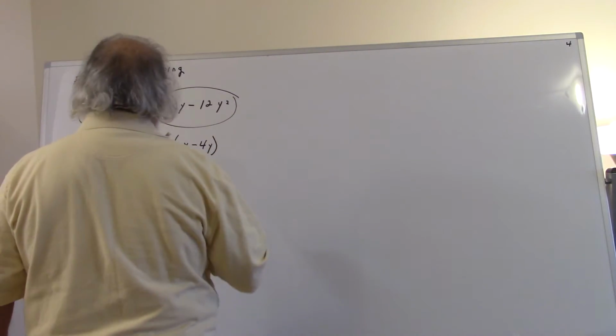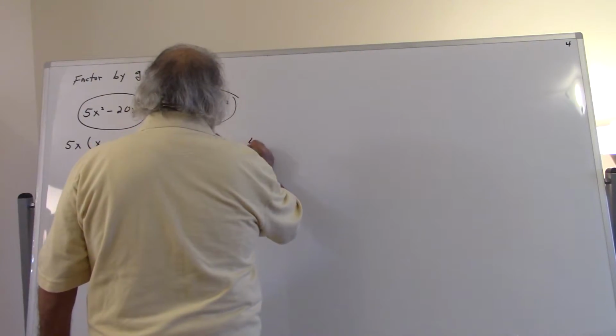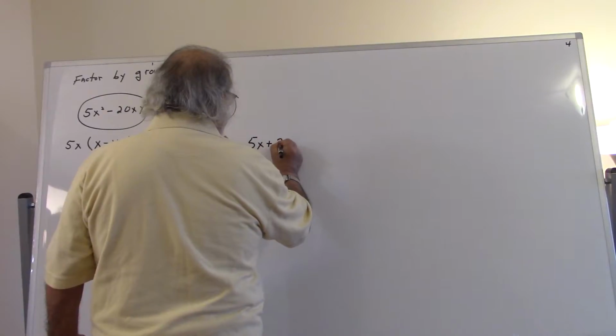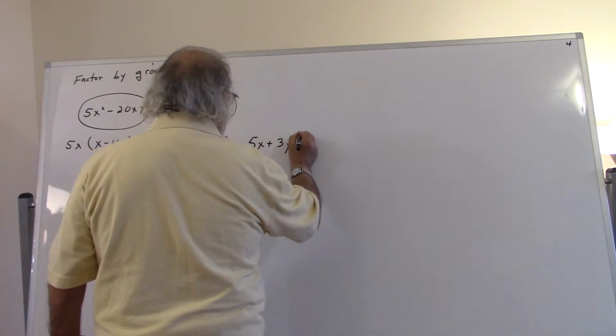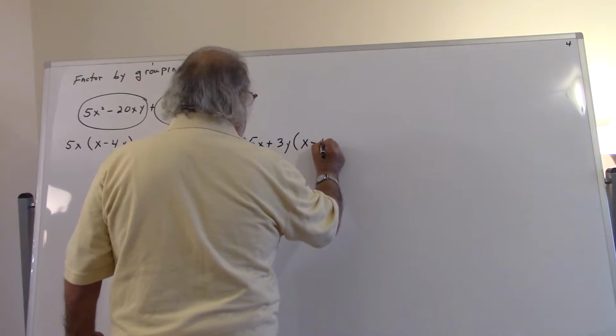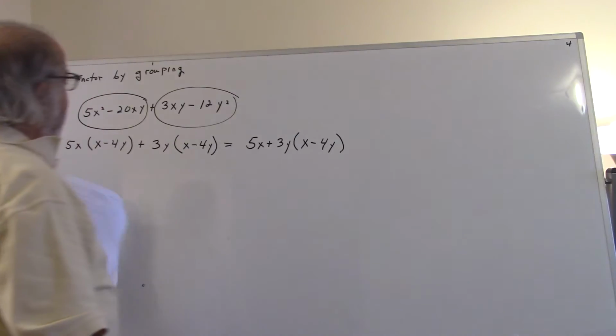So your final answer is 5x plus 3y, x minus 4y. That's your final answer.